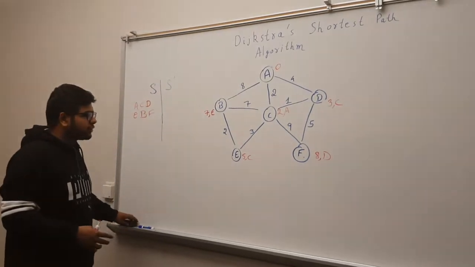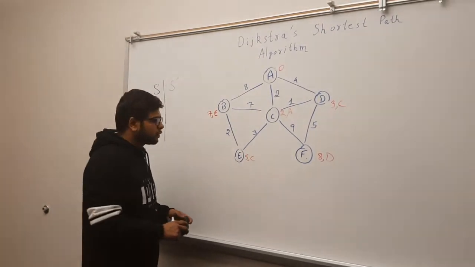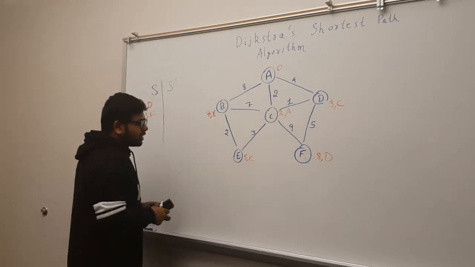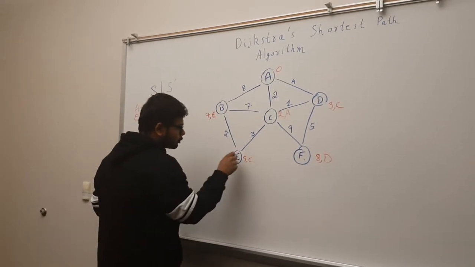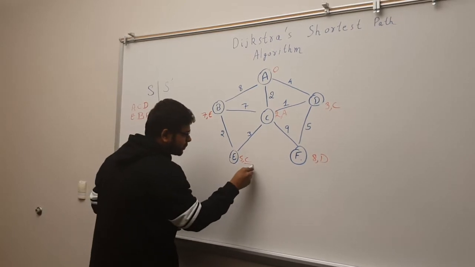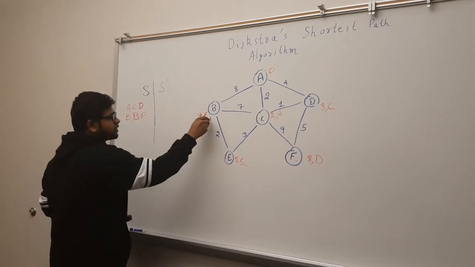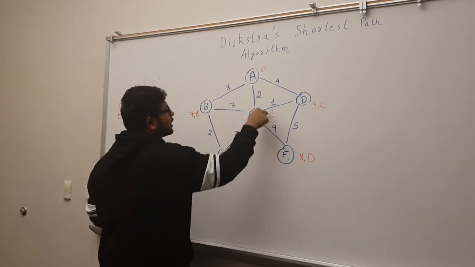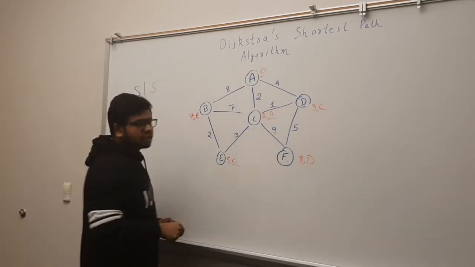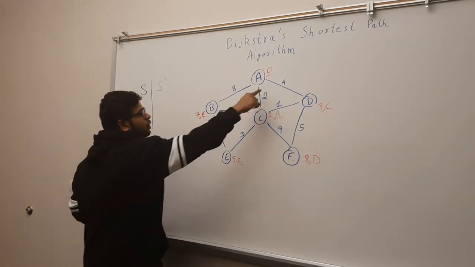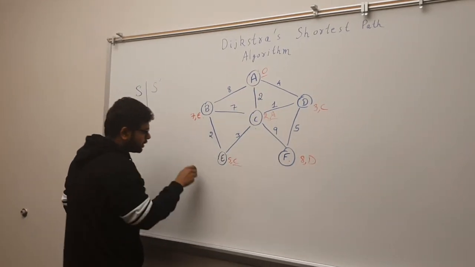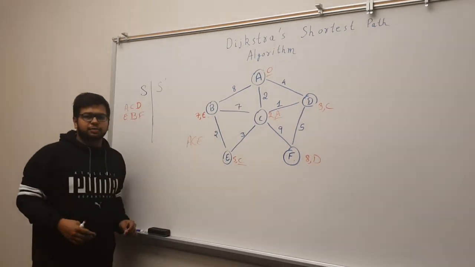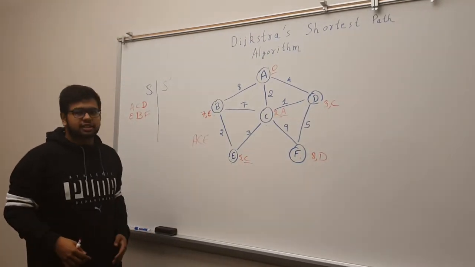Now let's say we also want to find the path from A to E. We just go to E and see its parent. Its parent is C, so we go from E to C. Its parent is A, so we move to A. Since we have hit the source node, we have got a path which is from A to C to E. This way we could also find the minimum path between the nodes. So that was Dijkstra's algorithm.